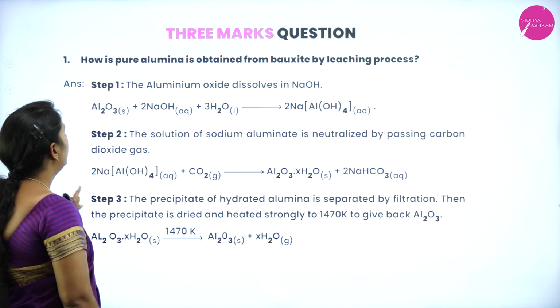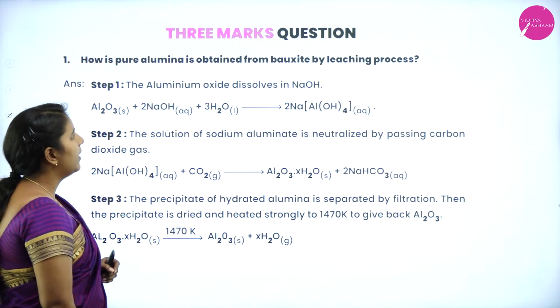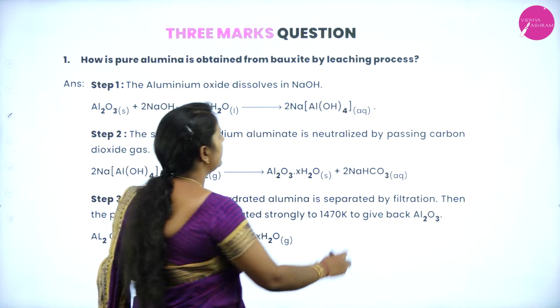Okay. How is pure alumina obtained from bauxite by the leaching process?